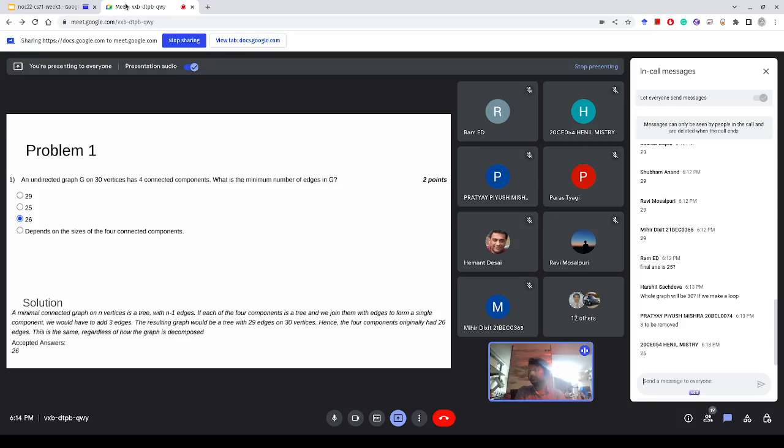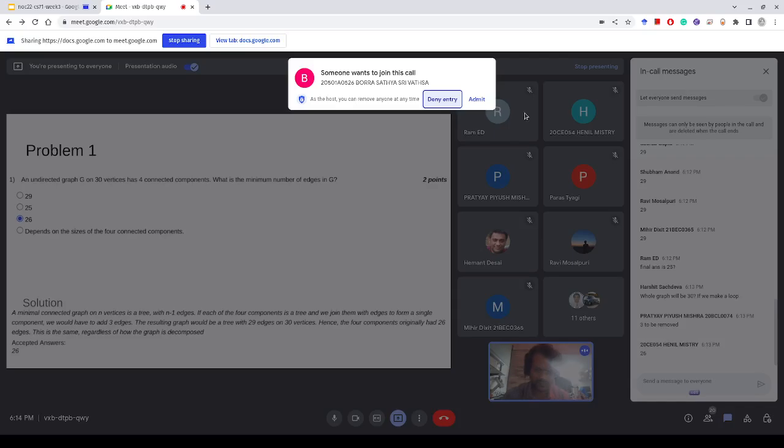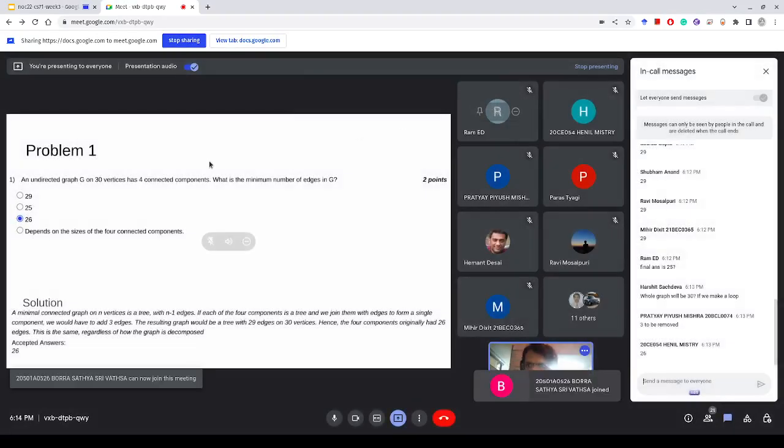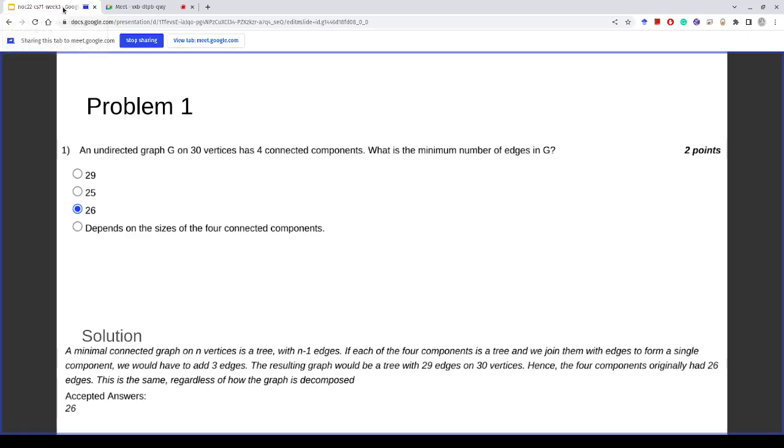So look at this question again. If you did not understand any part of it, you can ask right away. Okay, I hope it is clear. It's a pretty straightforward question. Okay, then we'll move on.